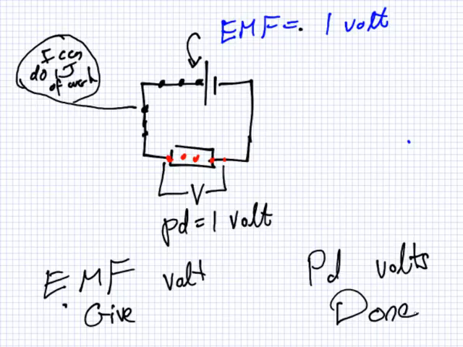So the units are the same. You measure both of them in volts. So I think this is the reason why people don't like the word voltage. Because when you say EMF and PD, you can make it clear. So EMF is given, PD is taken. Whereas voltage you can use to describe both. Yeah? Okay, continue.